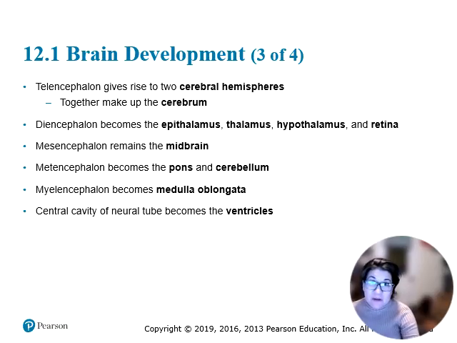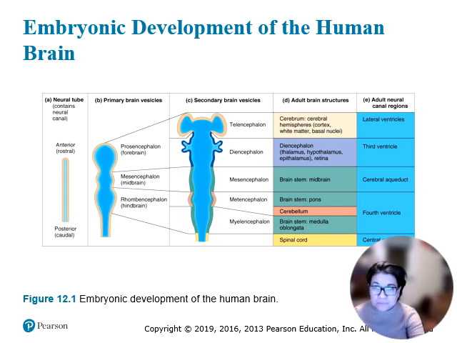Okay, then they develop more. The telencephalon turns into two hemispheres, which are the two hemispheres of the cerebrum. The diencephalon becomes the epithalamus, thalamus, hypothalamus, and then the retina. And the mesencephalon stays the midbrain. The metencephalon becomes the pons and cerebellum, which we'll learn about. And then the myelencephalon becomes the medulla oblongata, which you might have heard of. And then the central cavity of the neural tube becomes the ventricles, which are like the inside of the brain. So here's that process and how it develops.